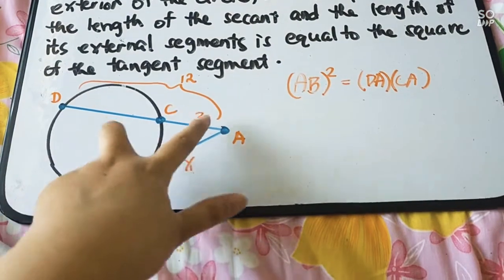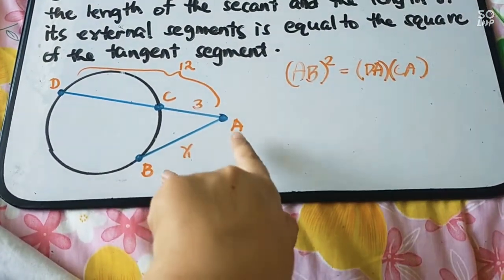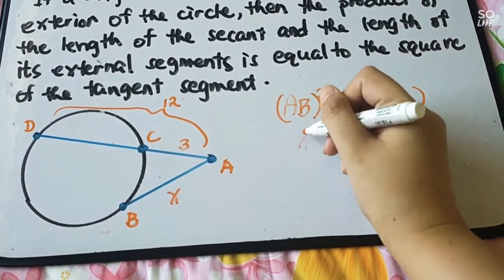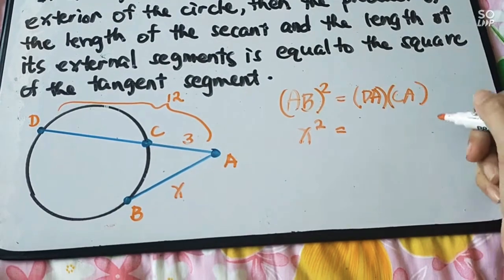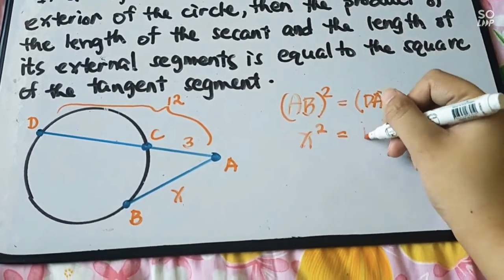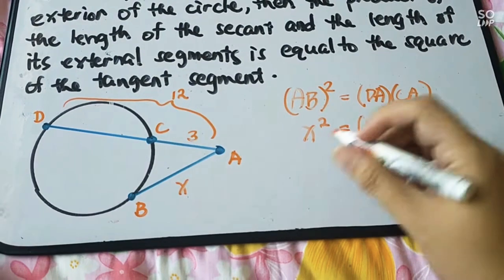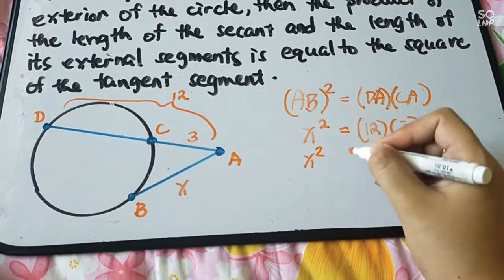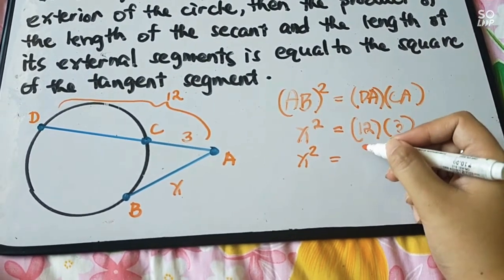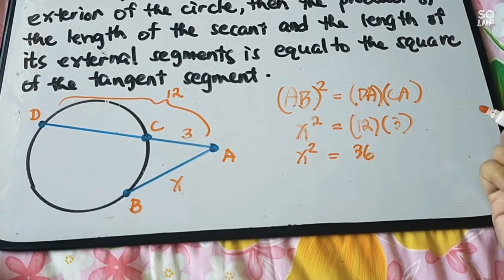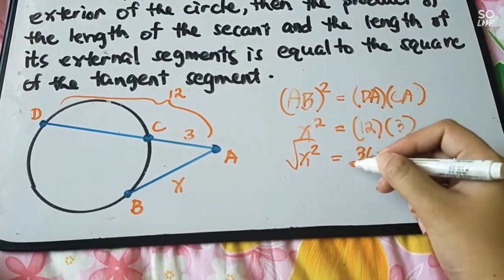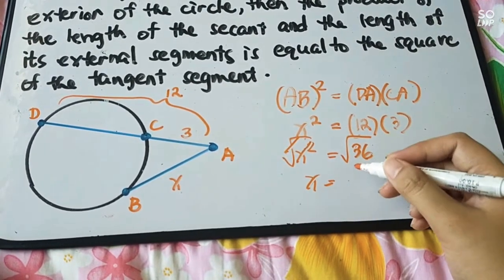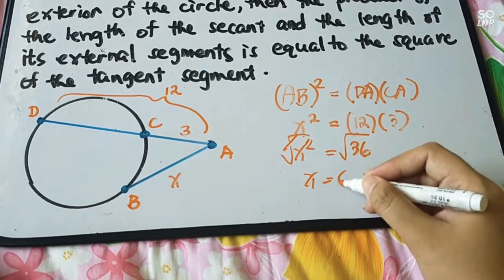So, we have here a given. Your DA is 12, your CA is 3, and then we are going to solve for x. So, your AB is x. We have here x squared. x squared is equal to, our DA is 12, then multiply by CA, which is 3. So, copy, x squared equals 12 times 3. The answer here is 36. Then, since there is a square, take the square root of both sides to remove the square. What is left is x. Then, the square root of 36 is 6.